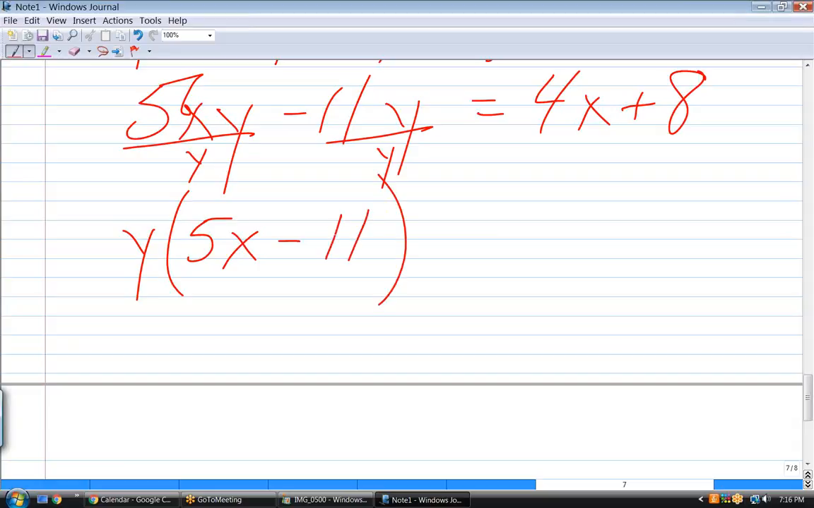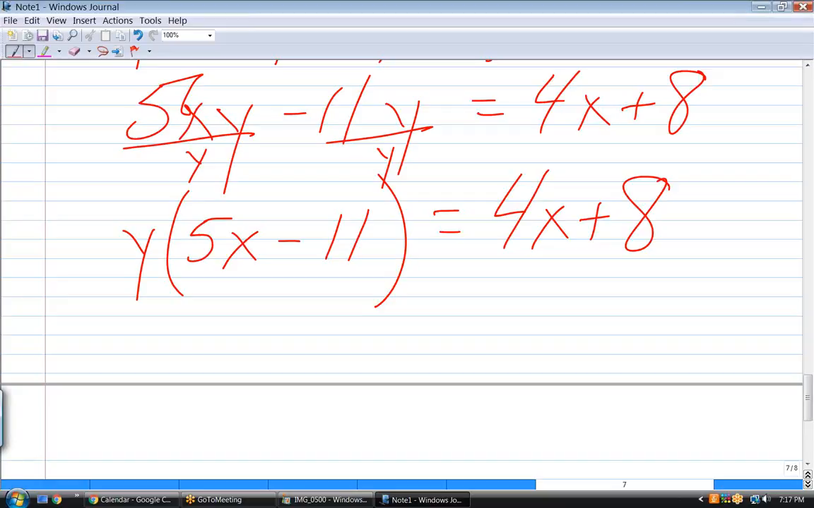Mm-hmm. Equals 4x plus 8. Now we're almost there. What's the next step? Trying to solve for y. But if you distribute, you get right back. No, you don't want to do that. We just undistributed it. In other words, when we factored a y out, we basically undistributed it. I violated my first rule, which was I added parentheses. But sometimes you have to, and this is a case where that's the only way to proceed.